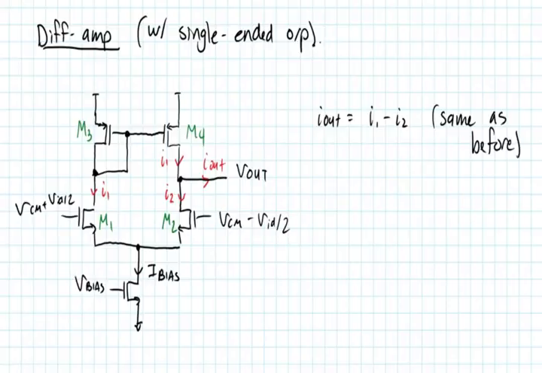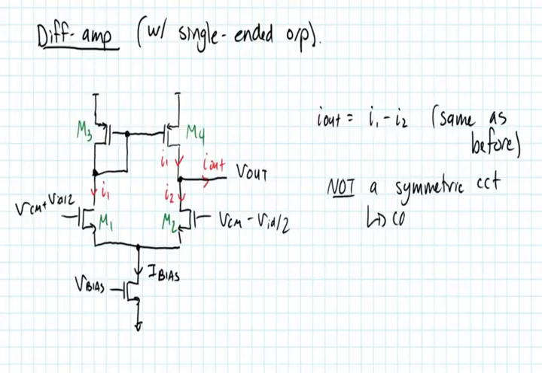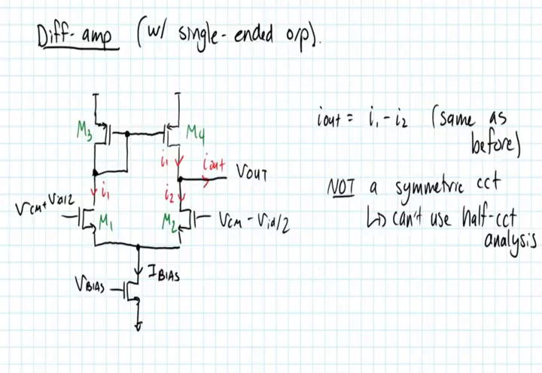Now, what is interesting about this circuit is that it is not a symmetric circuit. So this means you cannot use half-circuit analysis. And that really made the process very easy on the above circuit. We were very easily able to find the small signal gain. In this case, we can't do that.